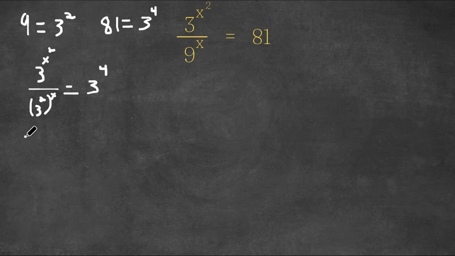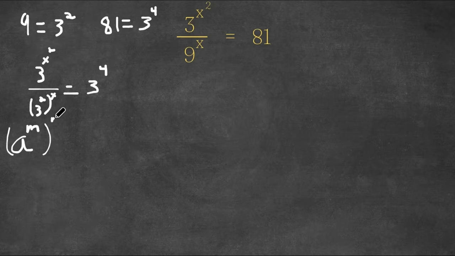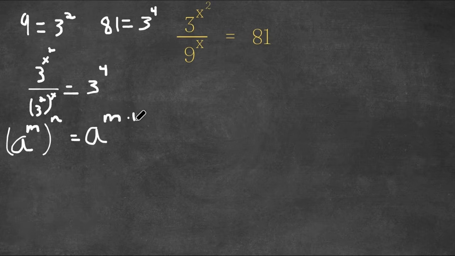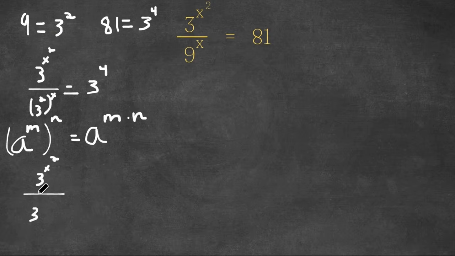Now, if we have something in the form a to the power of m to the power of n, this is equal to a to the power of m times n. So 3 to the power of 2 to the power of x is going to equal 3 to the power of 2 times x, which is the same thing as 3 to the power of 2x. And this is still equal to 3 to the power of 4.